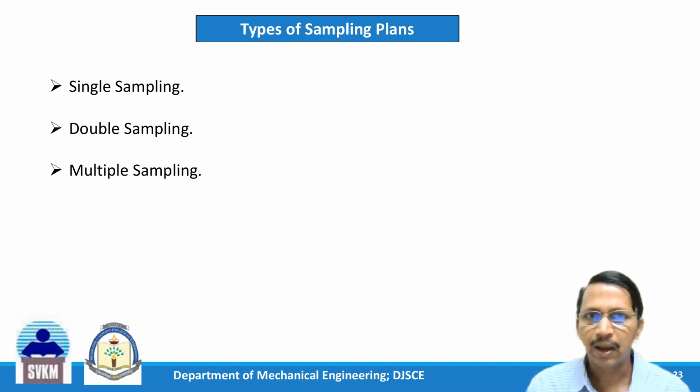Types of sampling plans: single sampling, double sampling, and multiple sampling. So let us see these plans.